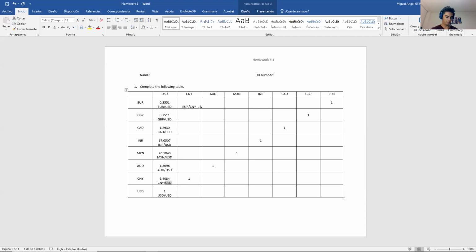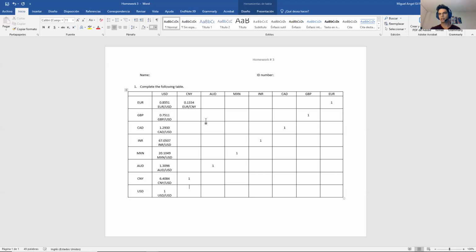So let me use the calculator on my phone to calculate that. You can use Excel, and I think it will be easier. 0.8551 over 6.4084. It says that the answer is 0.1334. So you can do this all over again in the next squares. That's why I say that maybe Excel is easier because you can just copy the formulas, but be careful because you can make a mistake. But that's homework 3. It's about calculating this table of cross rates.